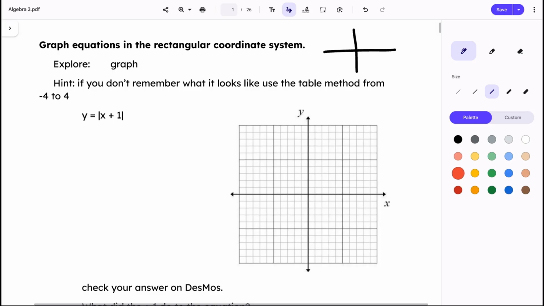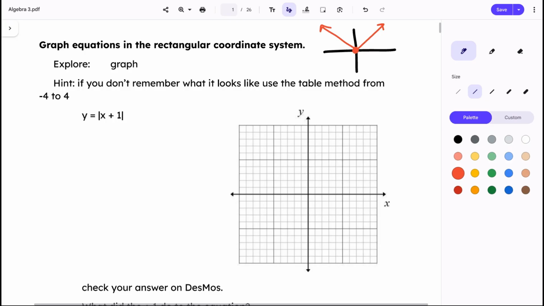So the parent for an absolute value graph starts at the origin, and it would go up to the left and to the right. Because anything that you put into absolute value is positive. So even if we're putting in negative values for the x, and whether you get a negative or a positive inside of the absolute value, your answer is always going to be positive, which is why it goes up in both directions. The only time that it would flip directions is if there was a sign on the outside of the absolute value that forces it to go negative.